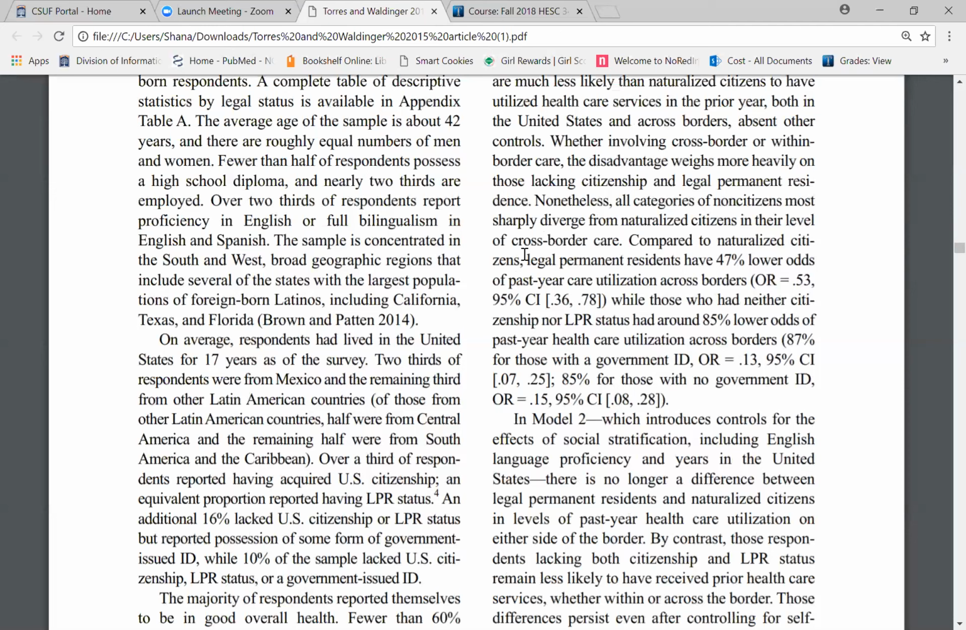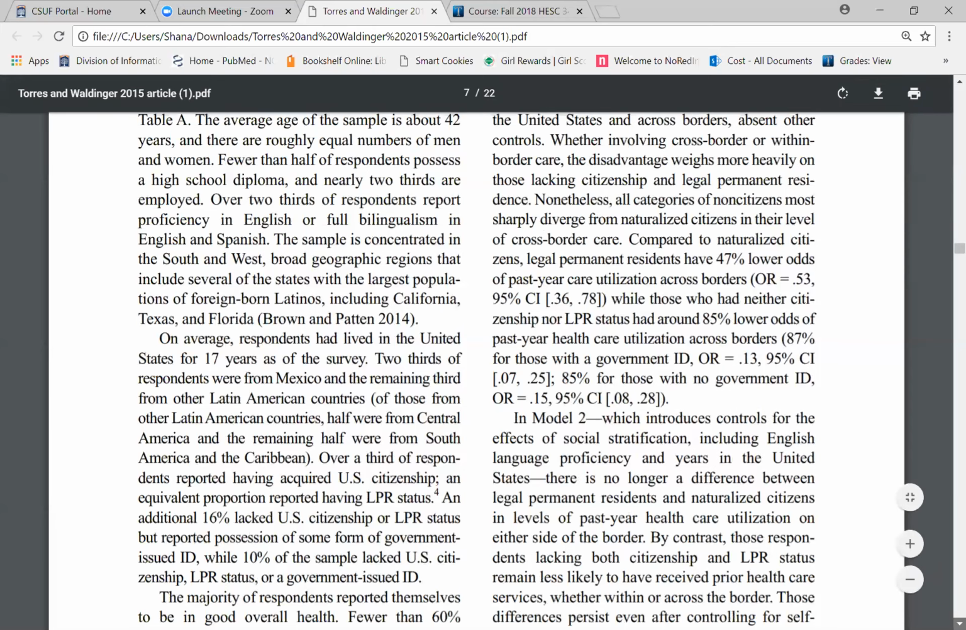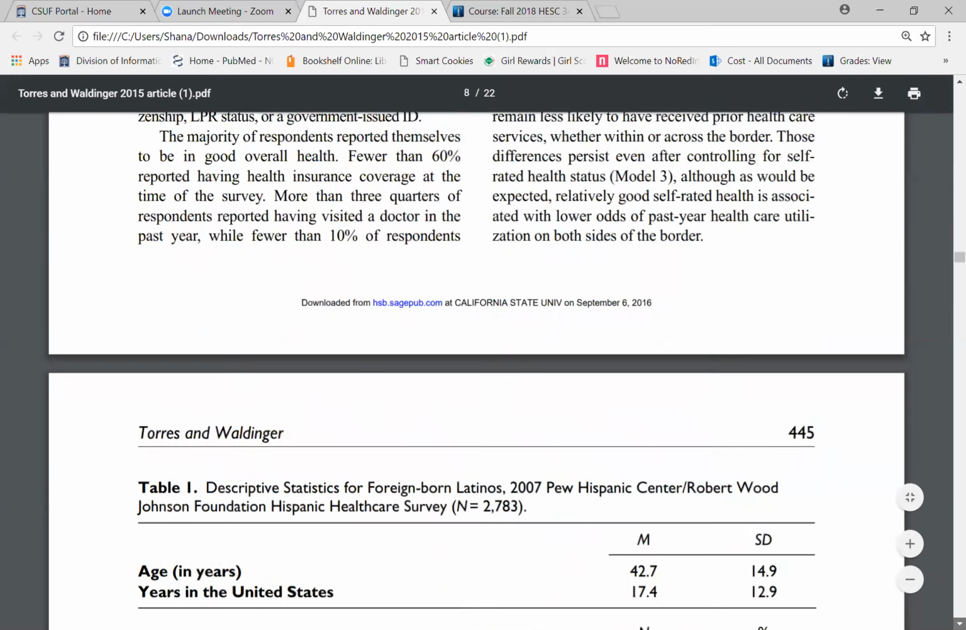So you don't really find out here how much utilization there was, how many times they went across the border, anything like that. All you can know is whether or not they did. And if naturalized citizens' use is at 1, then legal permanent residents are at 0.53. So hopefully that helps you interpret these models and tables when you go through.